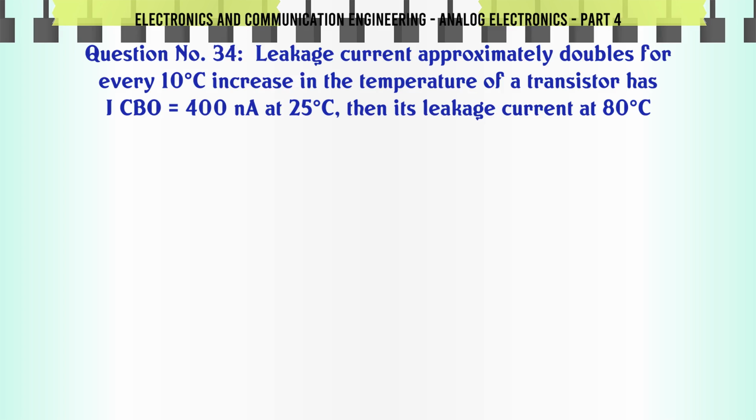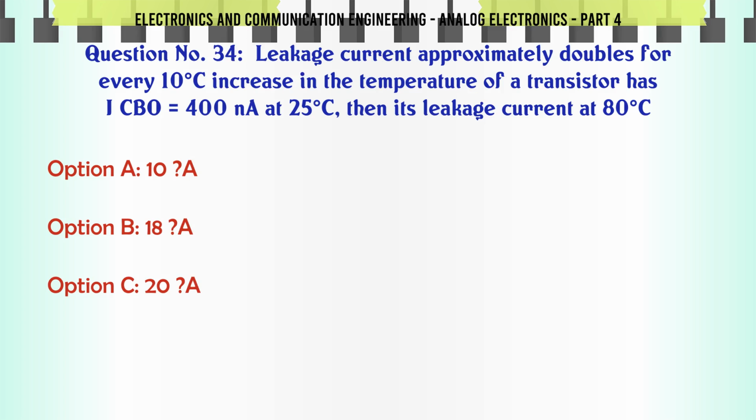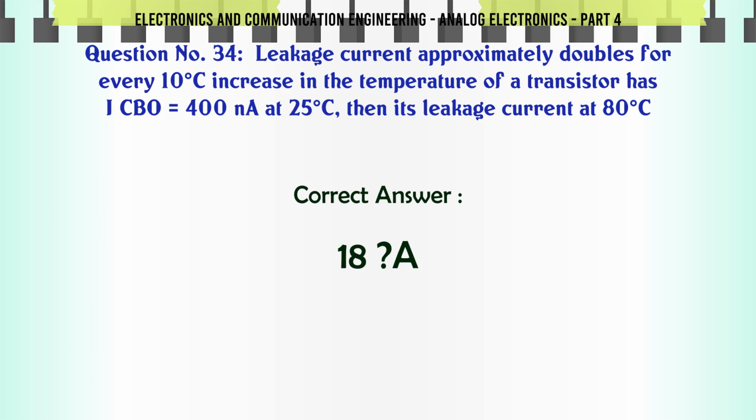Leakage current approximately doubles for every 10 °C increase in temperature. If a transistor has ICBO of 400 nA at 25 °C, then its leakage current at 80 °C is A) 10 µA, B) 18 µA, C) 20 µA, D) 15 µA. The correct answer is 18 µA.